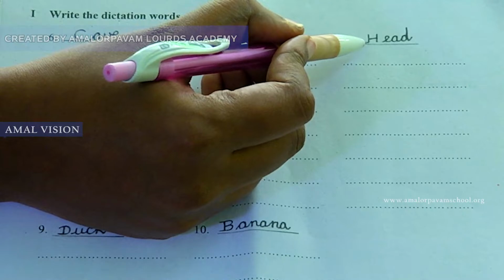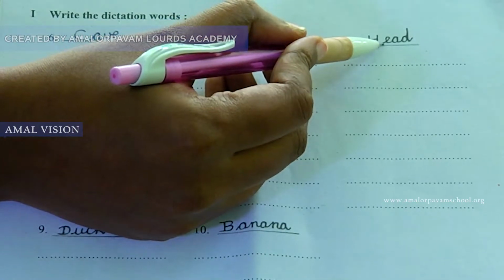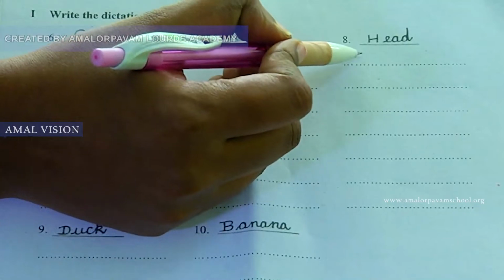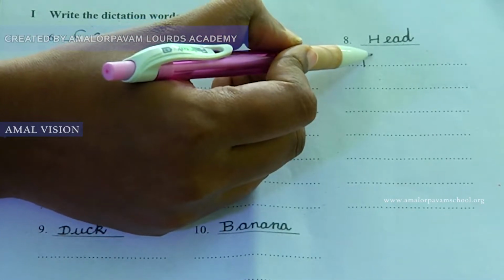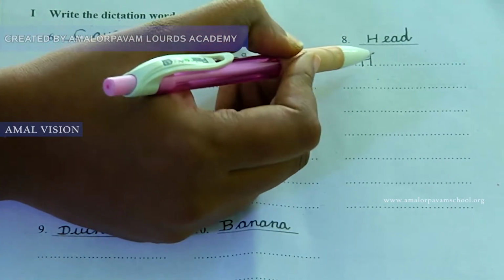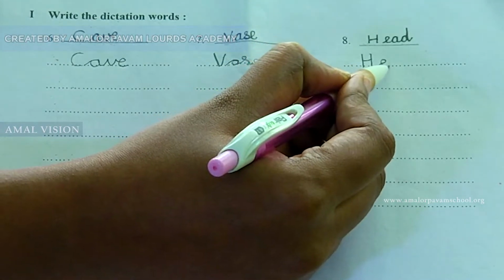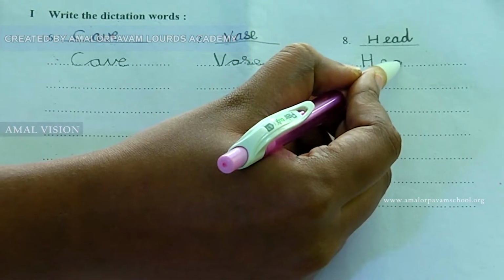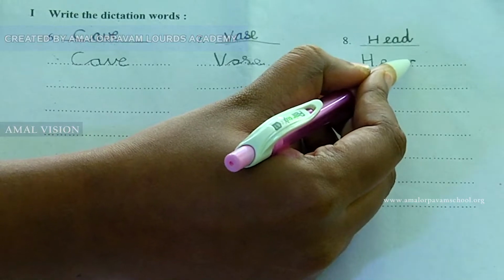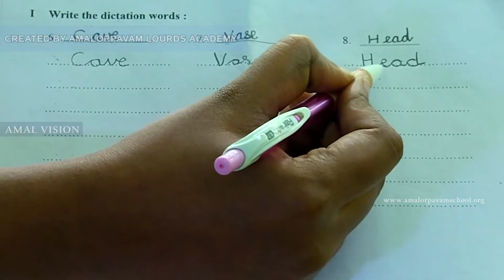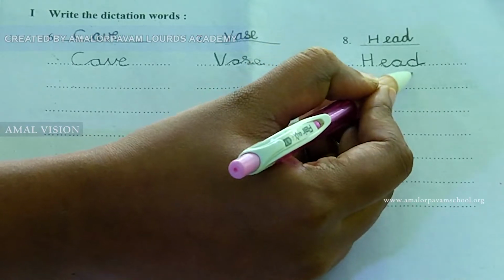Number 8, head. H, E, A, D, head. Write capital letter H and without touching letter H, write E, A, D, head. H, E, A, D, head.